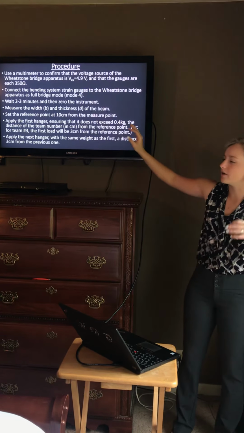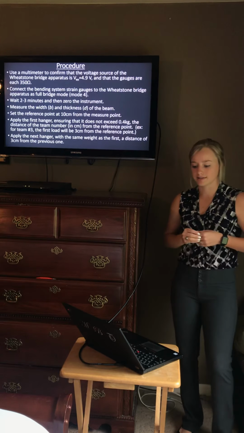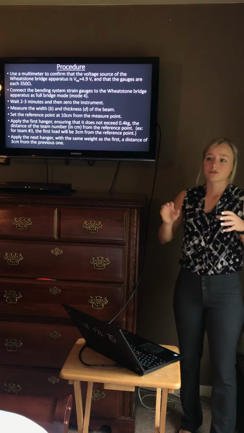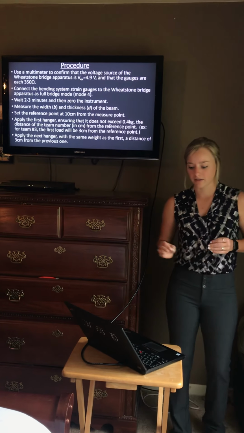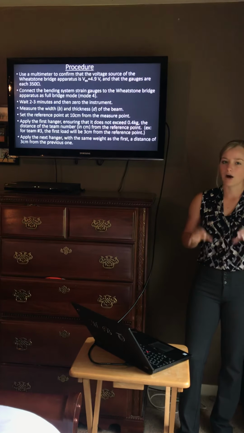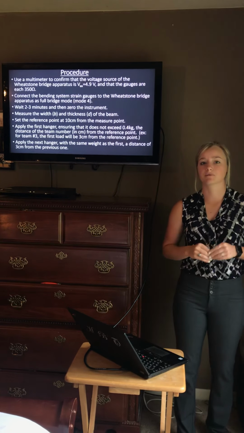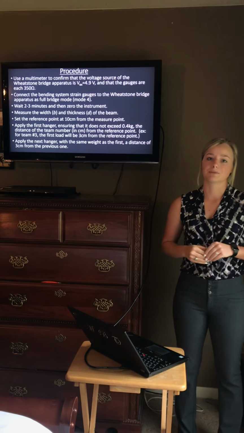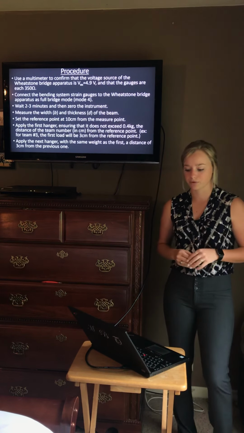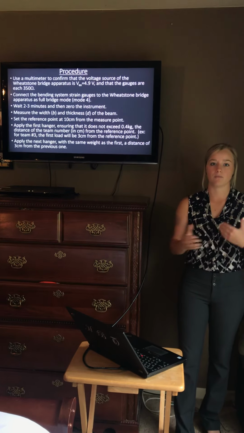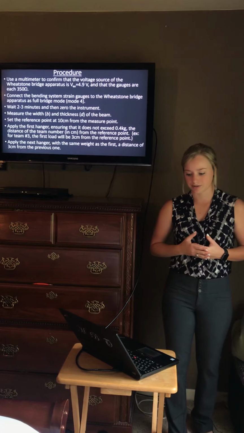And then a couple minutes were waited before zeroing the system. So this next step, it says that we measure the width and the thickness of the beam. However, we did not have any calipers within the lab, so what we did was we pulled up the specifications from the manufacturer's website and used those, assuming that the beam was those given dimensions.